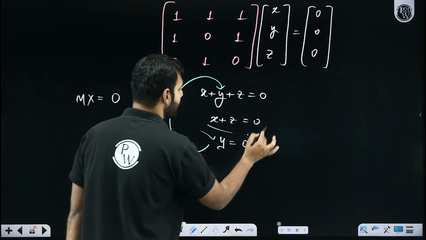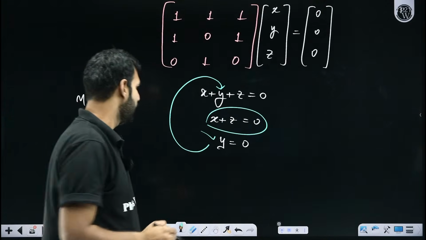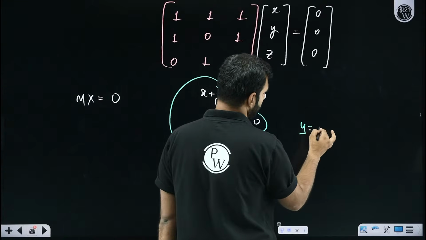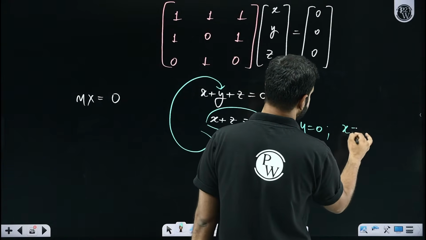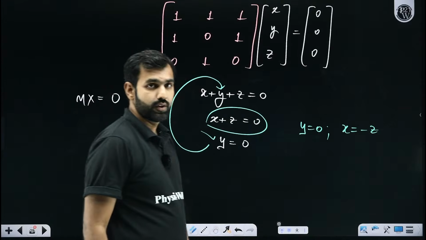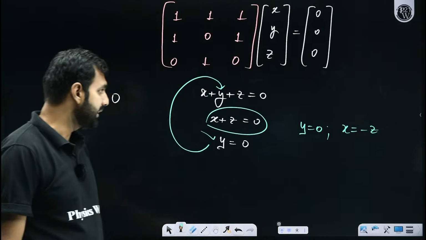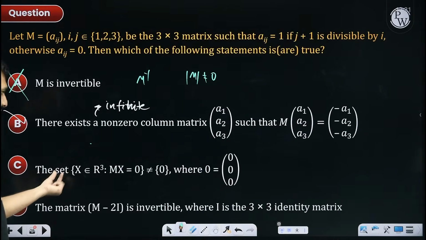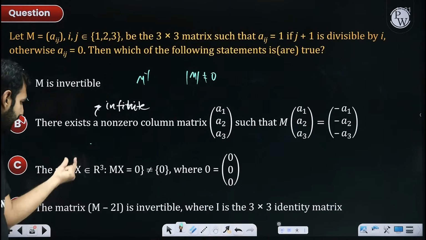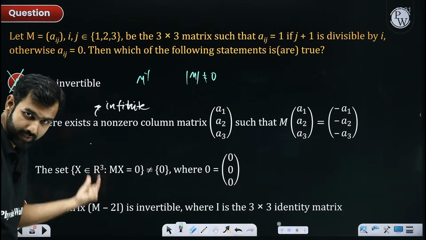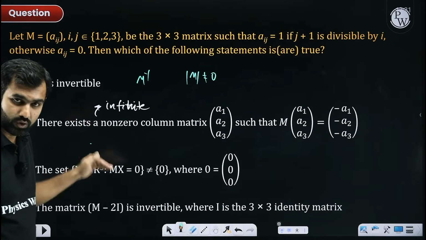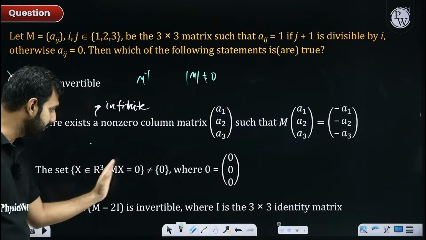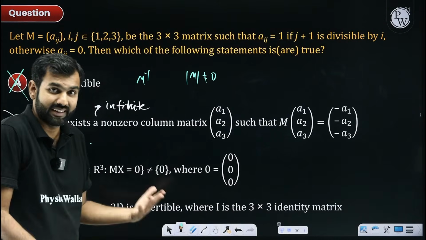So again, I'm getting infinitely many options. All I'm getting is that y is 0, and the second conclusion is x is equal to minus z. Which means here also it is going to be true that the set x exists, where x belongs to the set of real numbers, small x, y, z are real numbers where MX is 0. Yes, that's true. Option C is correct.